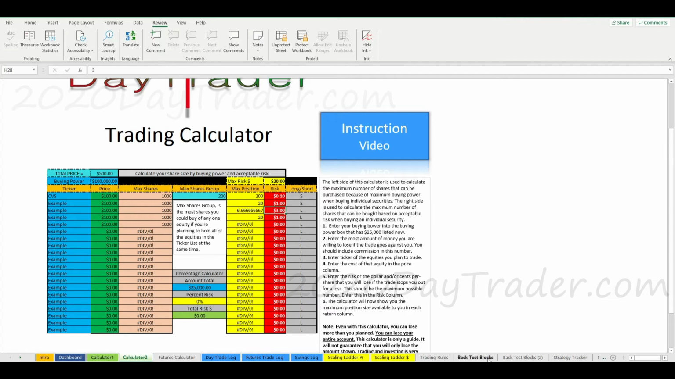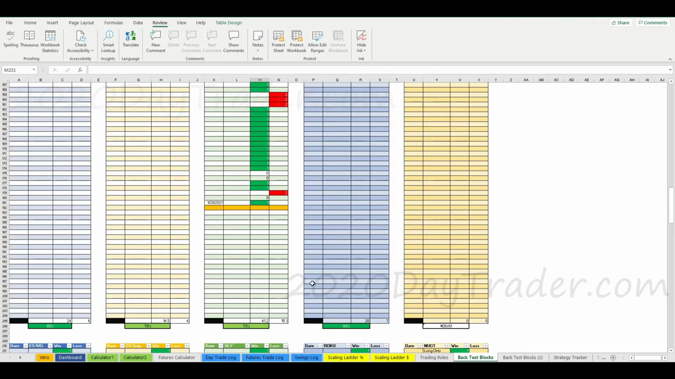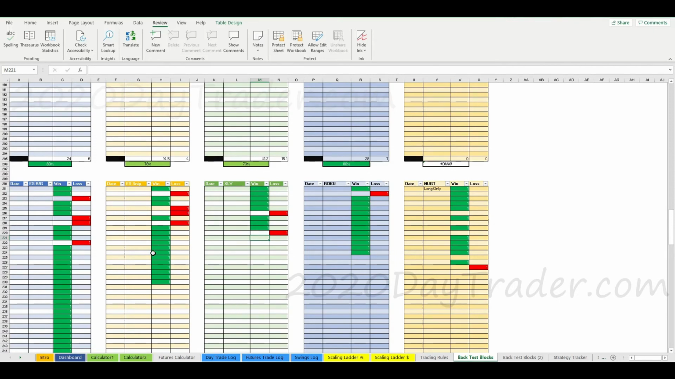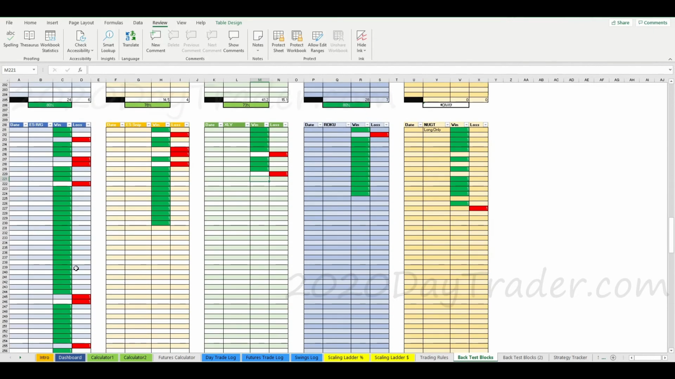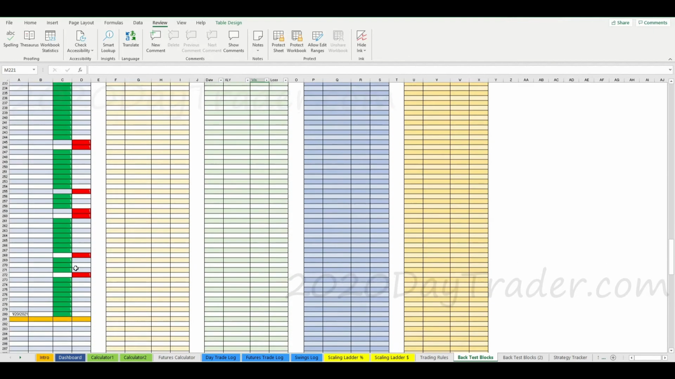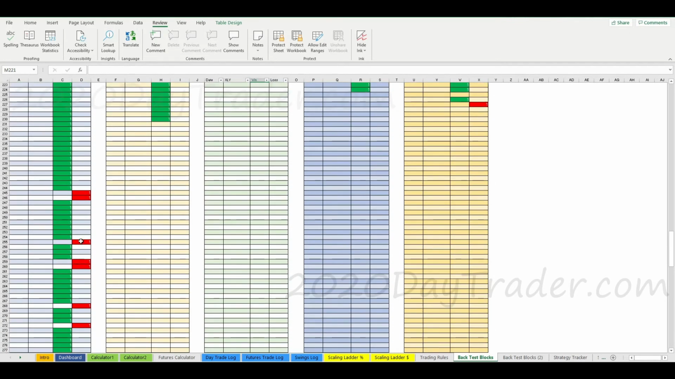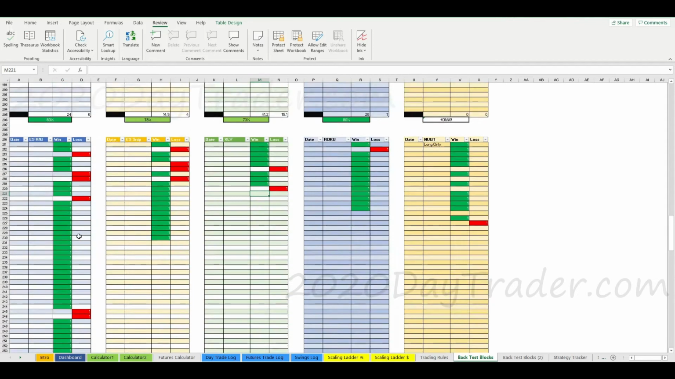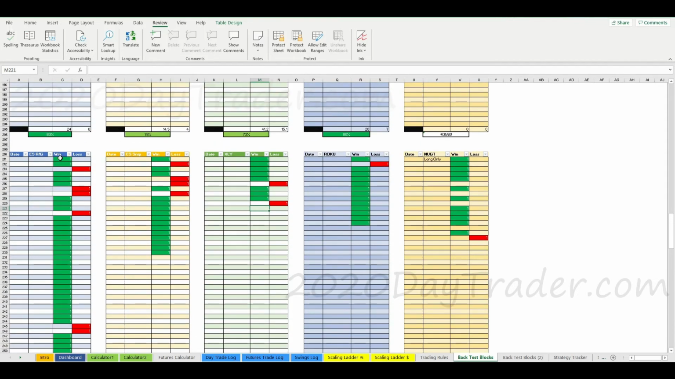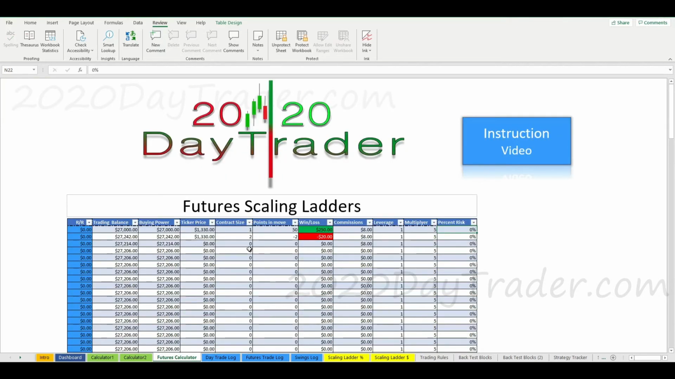Go back to my backtest blocks. So here's my futures market. So this is what I'm looking at win-loss wise. So basically I can see this and say, all right, I have a couple losers in a row. That's why my starting account balance is what it is. And that kind of gives me an idea of how my account is going to grow. So, futures calculator. And then come over here and I can punch in all these numbers as my account is moving to see what's going on.